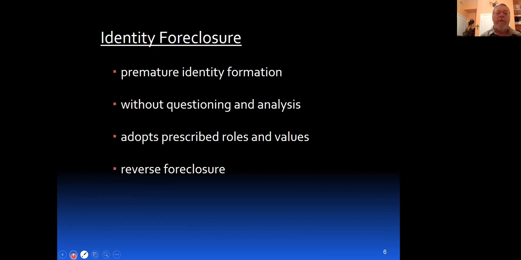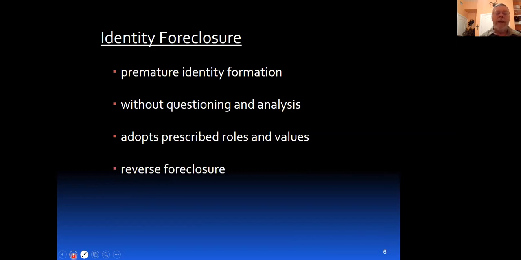This is the situation where maybe the adolescent, without really thinking it through, decides to be whatever their parents tell them to become. So maybe their parents tell them, you should become a doctor. That would be great. And so they simply decide, okay, because I've been told that, that's what I'm going to do. And the person in identity foreclosure then may look as if they have it all together. It might actually kind of look like identity achievement.